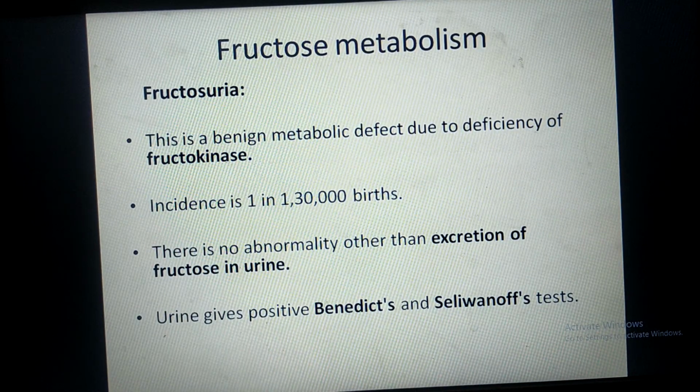This fructose is filtered into the kidney and excreted into the urine. It also gives Benedict test and Seliwanoff's test positive. This fructosuria is seen in 1 in 130,000 live births. So this is about fructose and its inborn errors of metabolism.